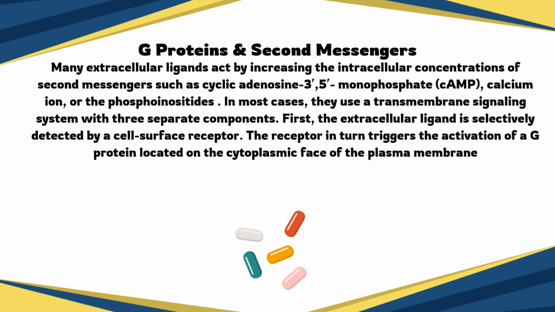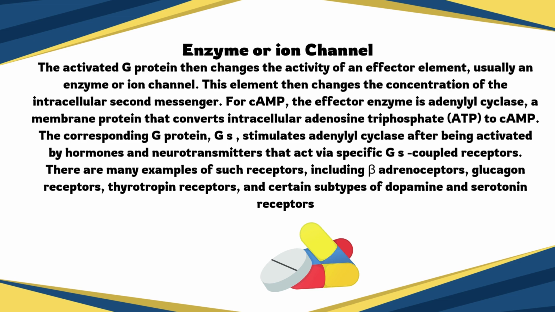G proteins and second messengers. Many extracellular ligands act by increasing the intracellular concentration of second messengers such as cyclic adenosine 3',5'-monophosphate (cAMP), calcium ion, or the phosphoinositides. In most cases, they use a transmembrane signaling system with three separate components. First, the extracellular ligand is selectively detected by a cell surface receptor. The receptor in turn triggers the activation of a G protein located on the cytoplasmic face of the plasma membrane.